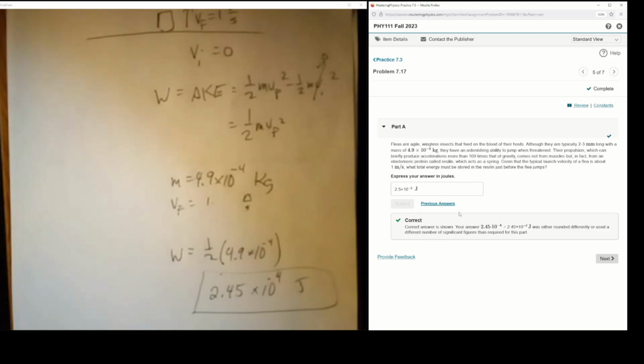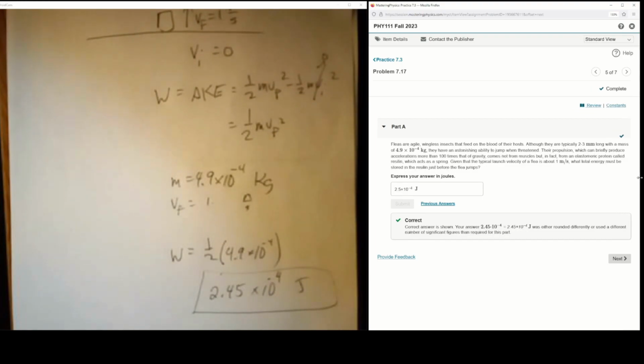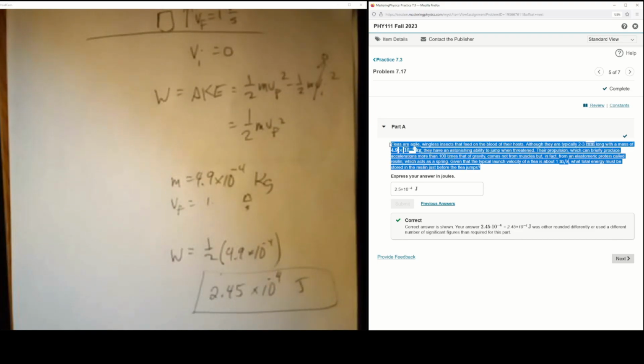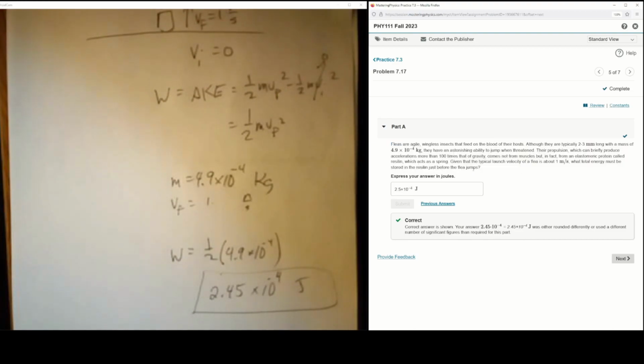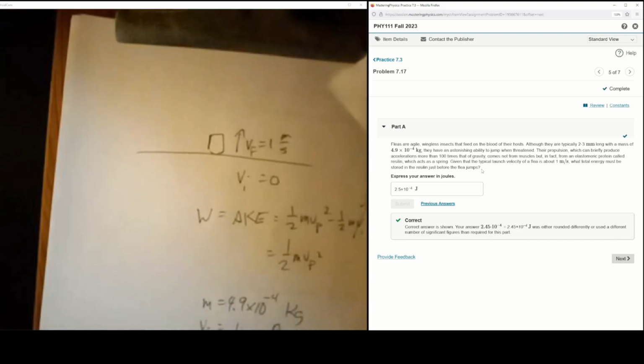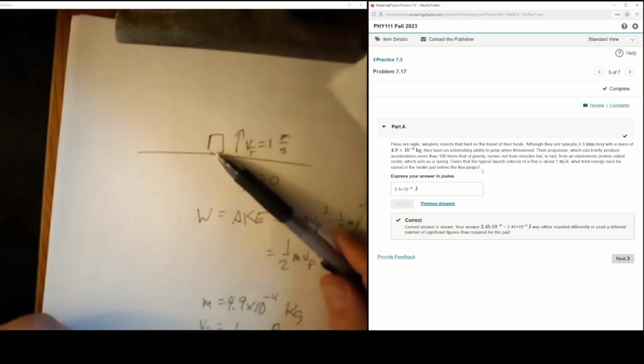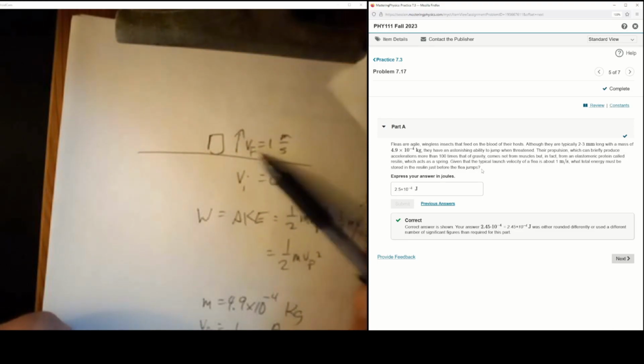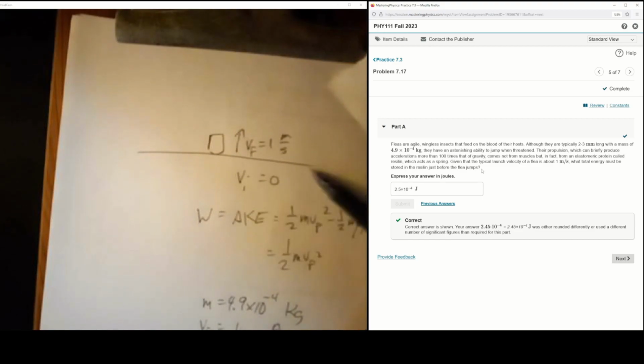And there's our answer. I just want to say again, trying to make things less confusing if I can, that there's a lot of words here. A lot of this is just context. Just telling you about a flea, that it can jump, something about proteins. But overall, it just wanted us to know, if we start from rest and jump up with a velocity of 1 meter per second, how much work does that take? And that's our answer.